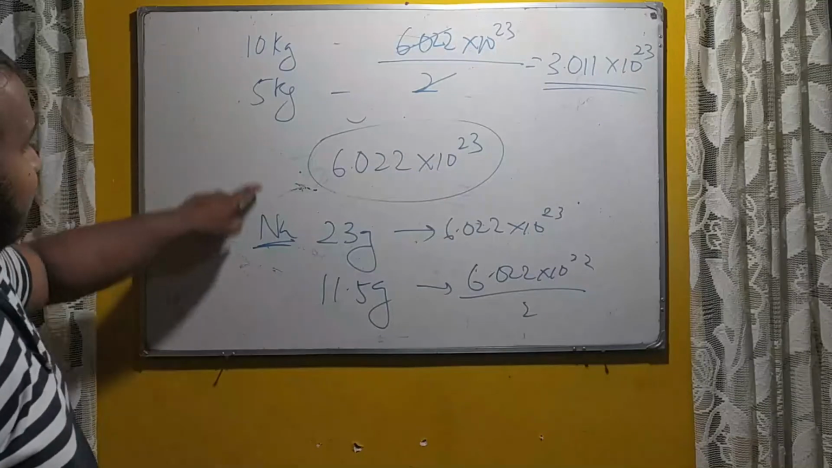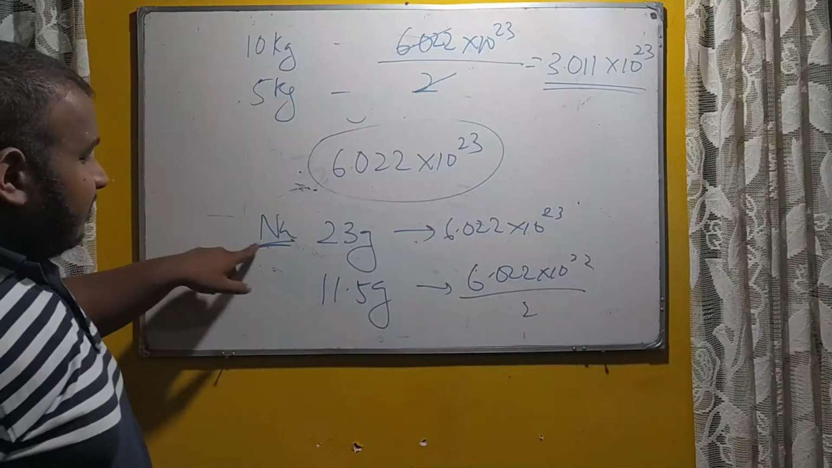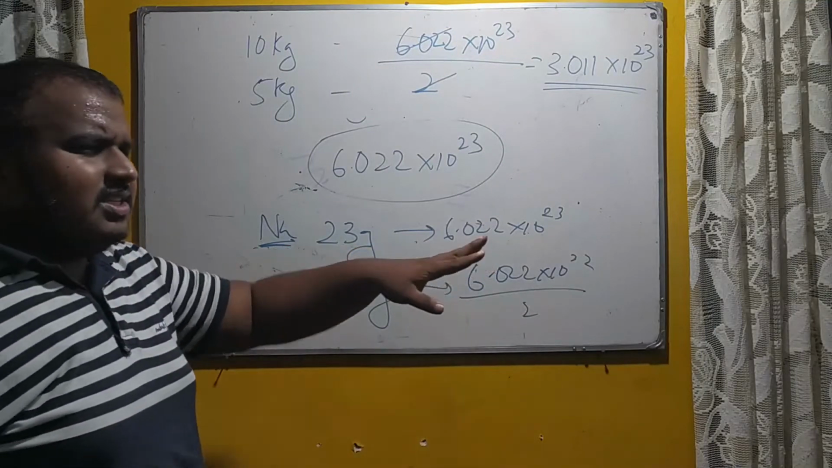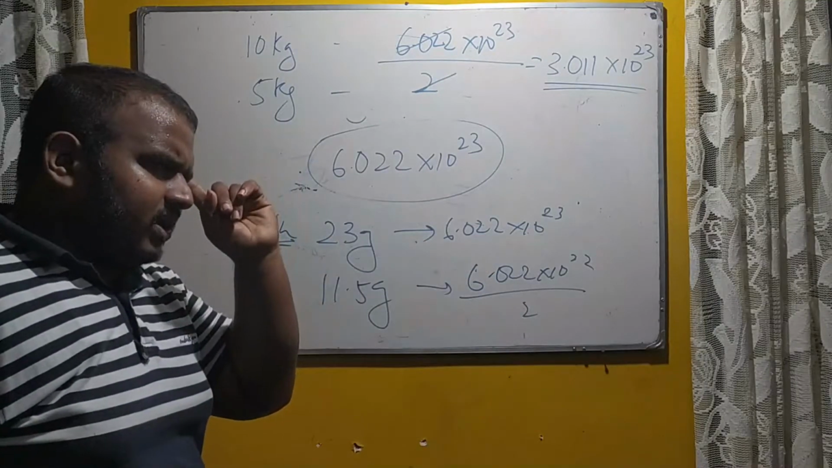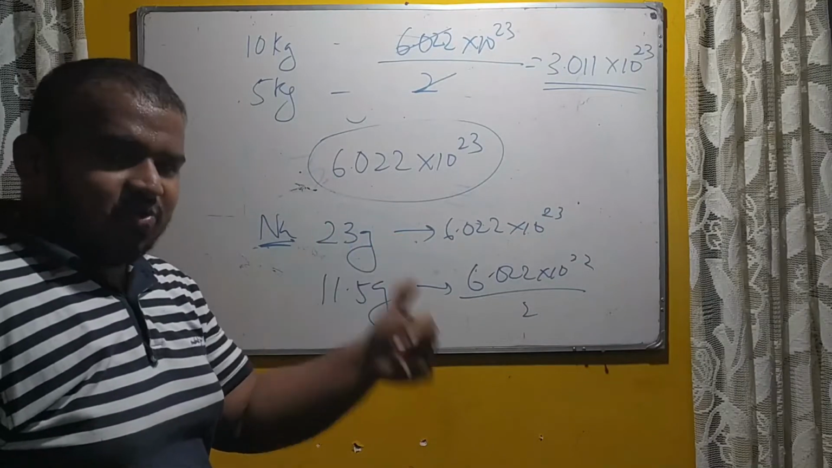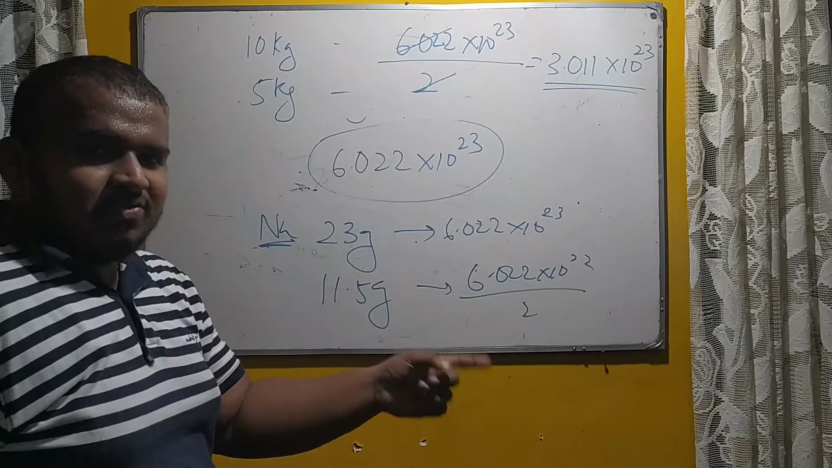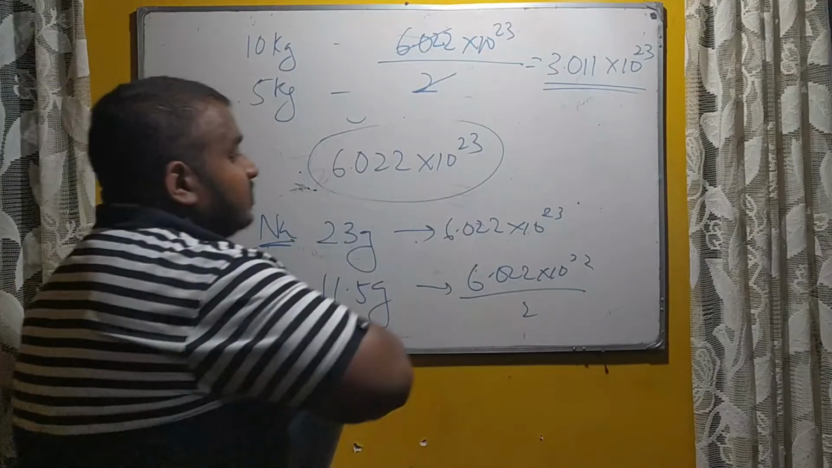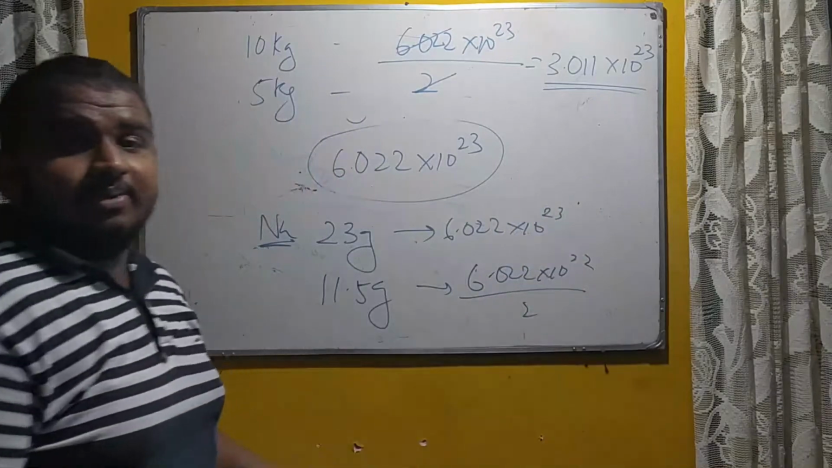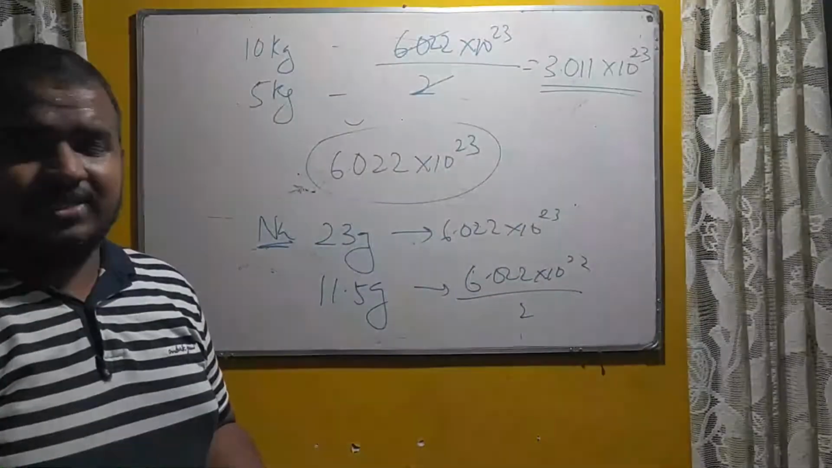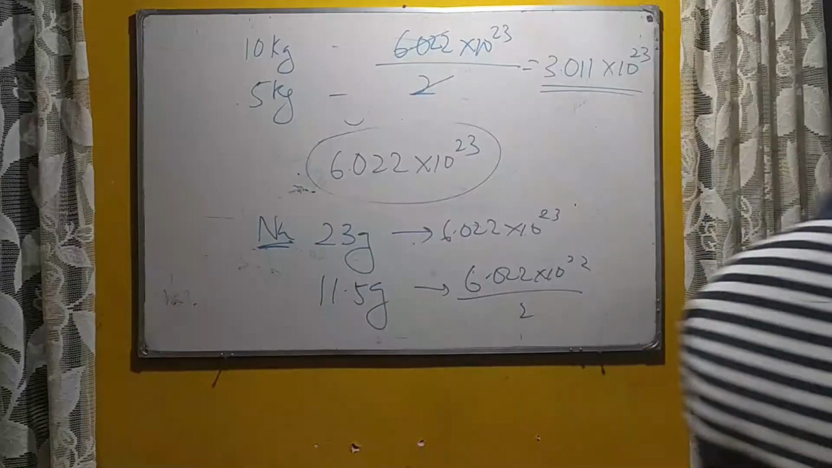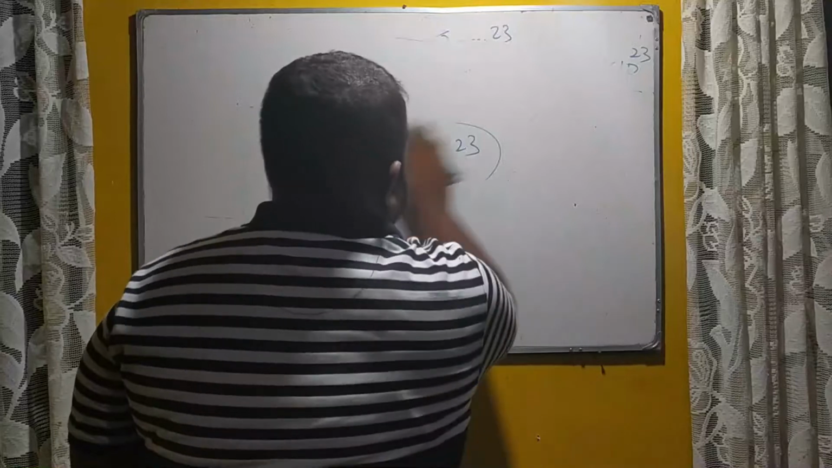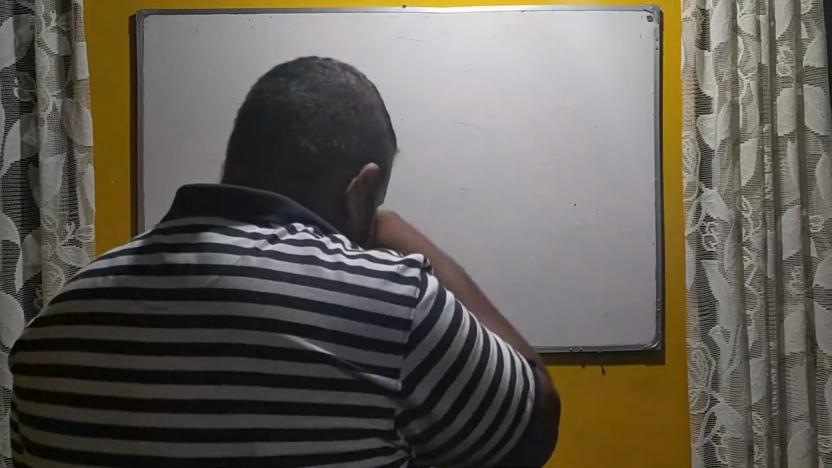That means if you take 23 grams of sodium, there will be 6.022 into 10 to the power of 23 atoms. But if you consider calcium, you should think about the relative atomic mass of calcium. It is 40. Therefore you have to take 40 grams. If you take 40 grams, there will be this many calcium atoms. The same case. Now it is your time.